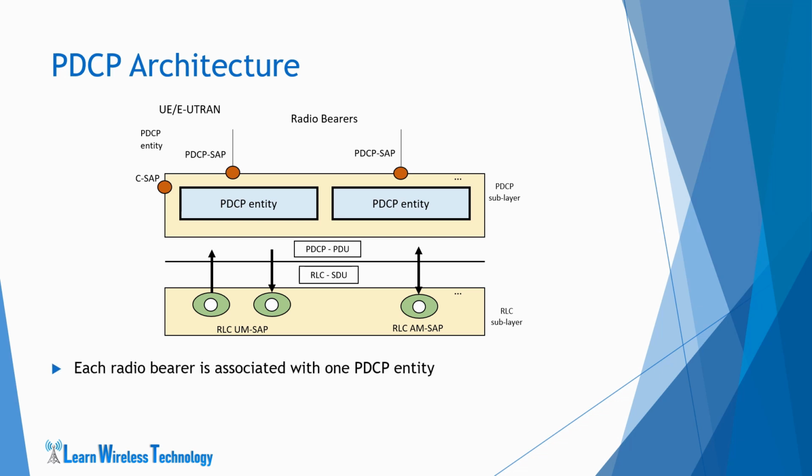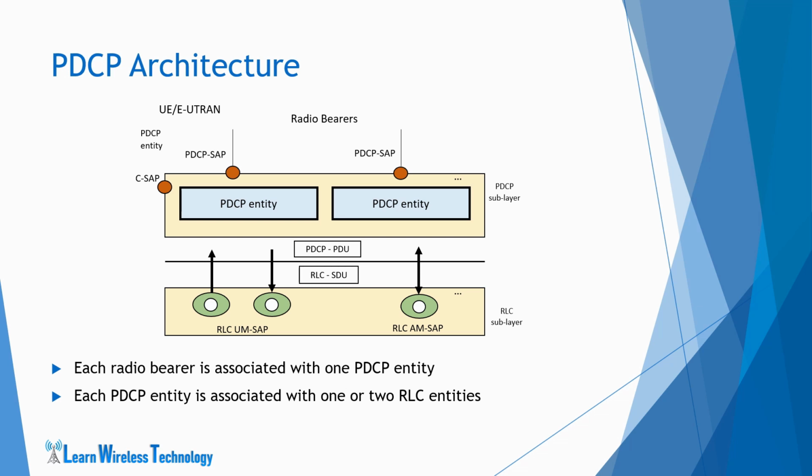So basically, each radio bearer, that is data radio bearer and signaling radio bearer, is associated with one PDCP entity. And each PDCP entity is associated with one or two RLC entities, depending on the radio bearer characteristics, whether it is unidirectional or bidirectional, and the RLC mode used, that is unacknowledged or acknowledged mode.